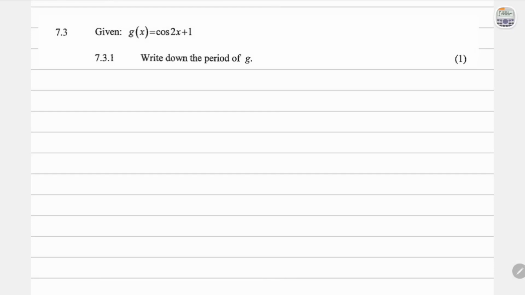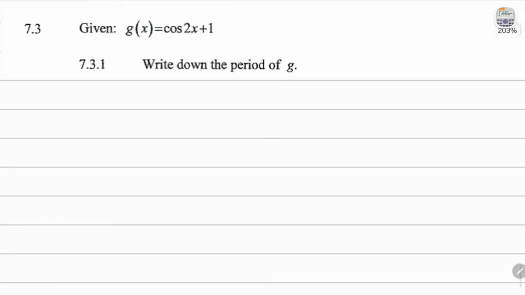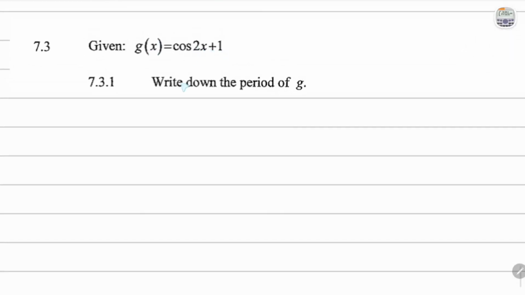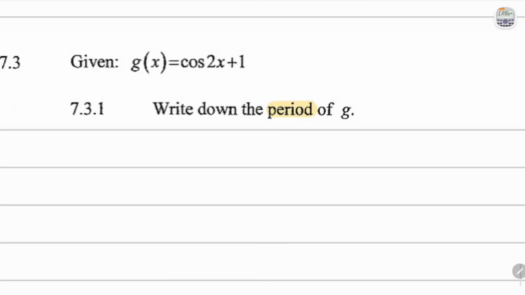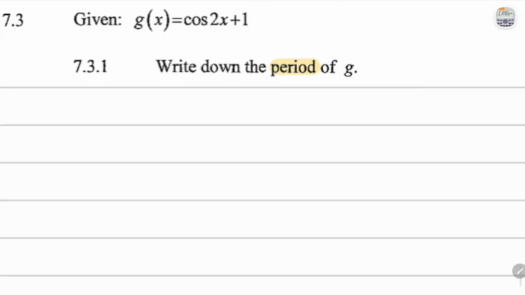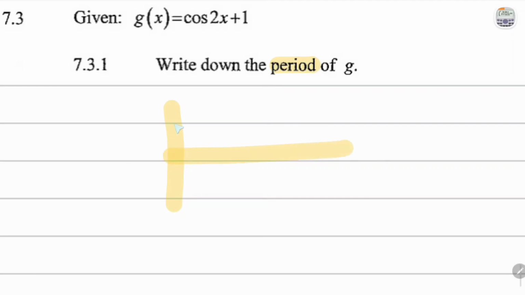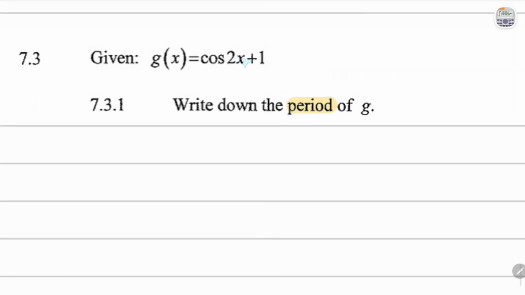Question 7.3.1 says, given g of x is equal to cos 2x plus 1, write down the period of g. Okay, so the period is always going to be affected by what is in front of x. That is what will tamper with your period. It will either make your graph more narrow or more spread out or wide. So in this case, the coefficient of x is 2. So this is how it works.